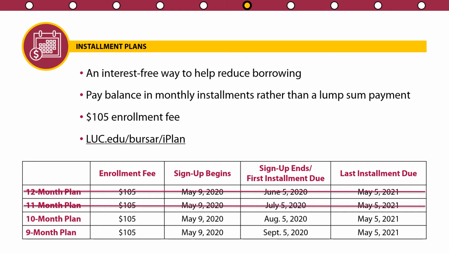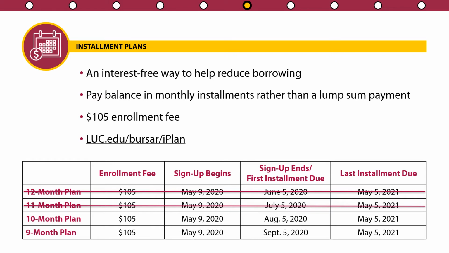If you will have a remaining account balance after your financial aid has dispersed out and you do not plan to take out an additional loan to cover your remaining balance, the Bursar's office does offer an optional installment plan. This is a way to make monthly payments towards your remaining estimated account balance instead of paying one lump sum for the semester. There is a $105 non-refundable enrollment fee for signing up for the installment plan. Your payments are due by the 5th of each month, and right now we have a 10-month or a 9-month plan that is currently open.